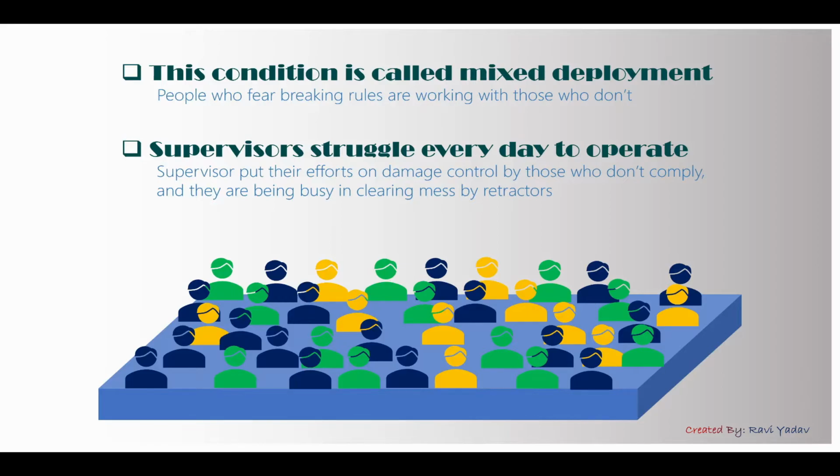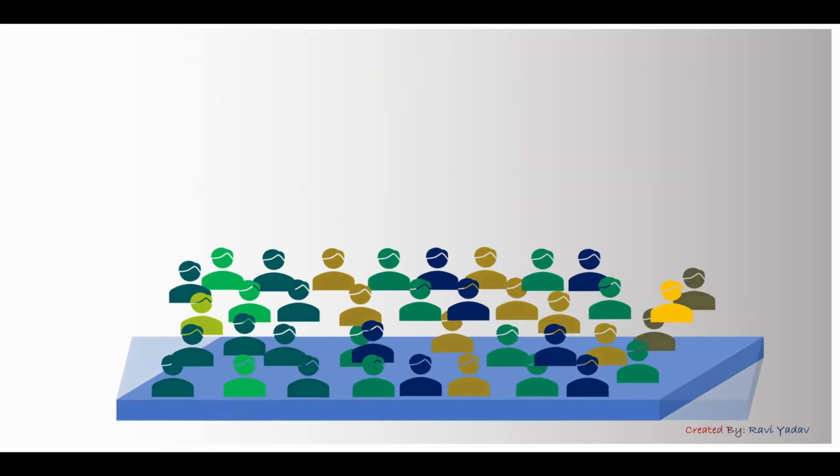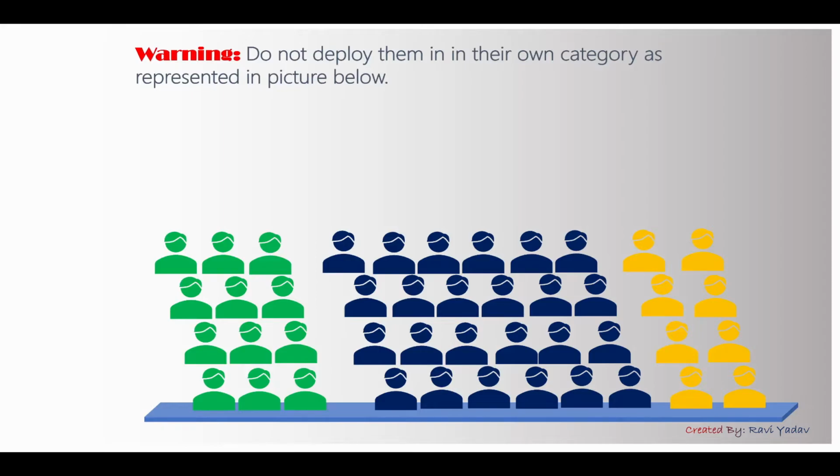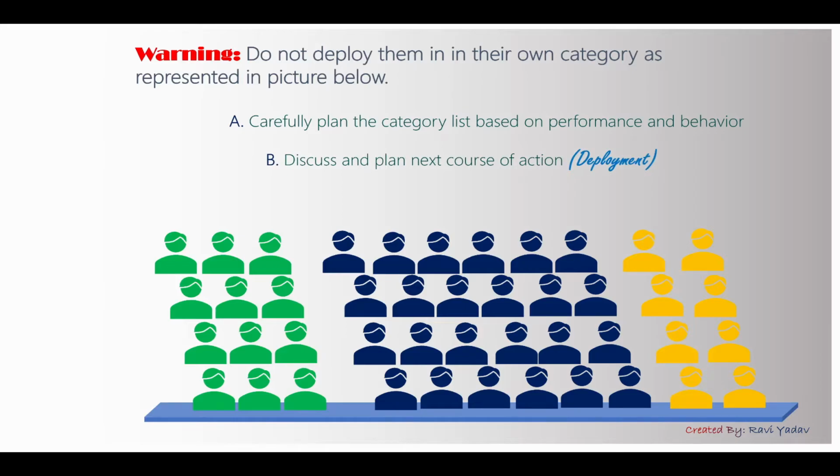Consider your total strength of manpower as a different country, and you have to move people to a new country where everyone adheres to all processes. In order to do that, you need to segregate them into categories, but do not deploy them in their own category as represented in the picture below. Carefully plan the category list based on performance and behavior. Discuss and plan the next course of action, which is deployment, and then don't disclose the list to anyone.